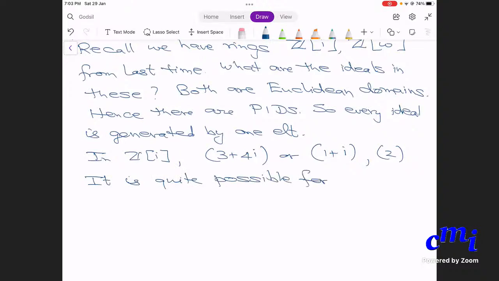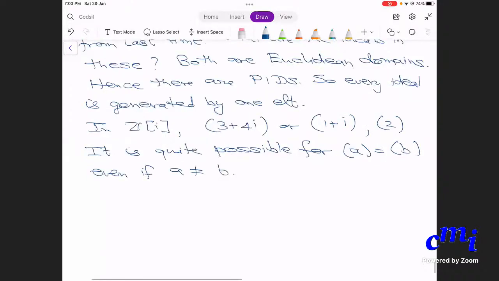For the ideal generated by A to be equal to the ideal generated by B, even if A is not equal to B. So let's just give an example. For example, the ideal generated by 1 plus i and the ideal generated by 1 minus i are the same ideal. I claim that the ideal generated by 1 plus i and the ideal generated by 1 minus i are the same.